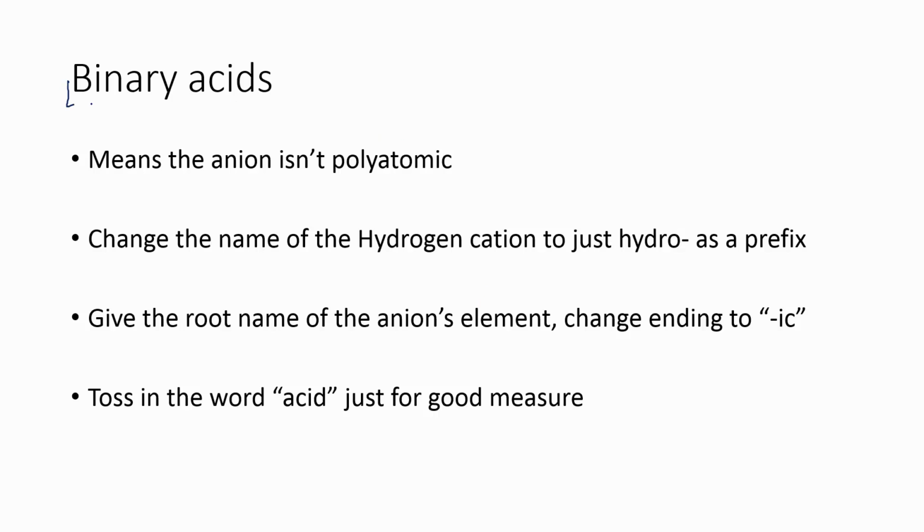If we have a binary acid, meaning that the anion is not polyatomic, then all we have to do is change the hydrogen cation to hydro. So if we have HCl, we name the hydrogen hydro. And that's a prefix. So we're going to toss the anion's name all as one total name with this hydro.